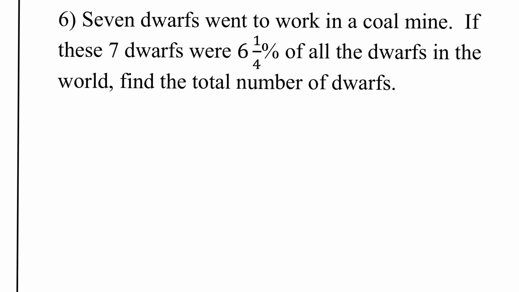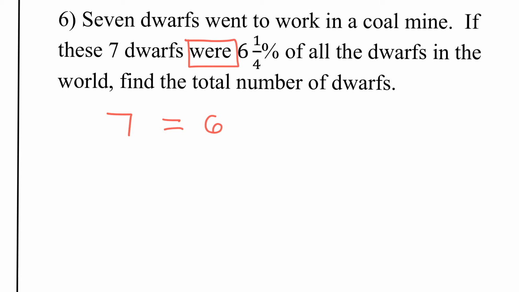This next one's a little more complicated. It's really an algebra problem. 7 dwarfs went to work in a coal mine. If these 7 dwarfs were 6 1/4% of all the dwarfs in the world, find the total number of dwarfs. So I'm going to change this into an equation. The word is means equals. Were and is are different tenses of the same word. So this is saying 7 is, because were means is.